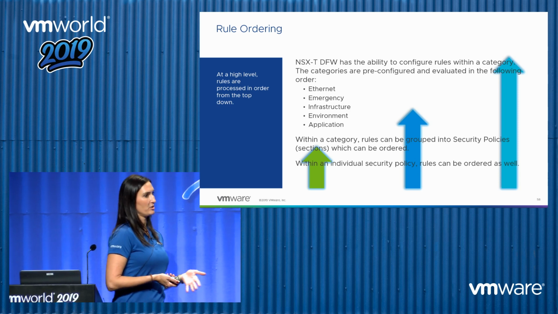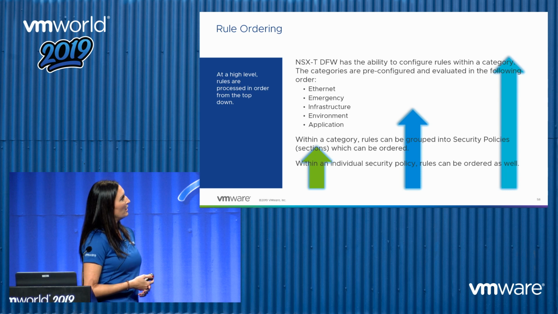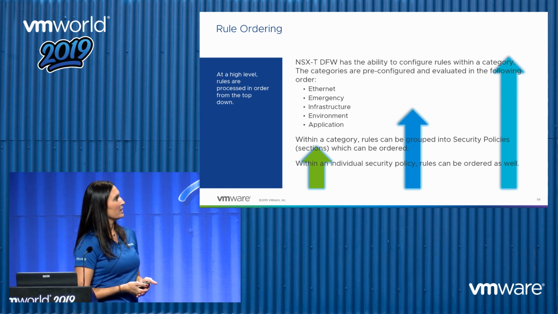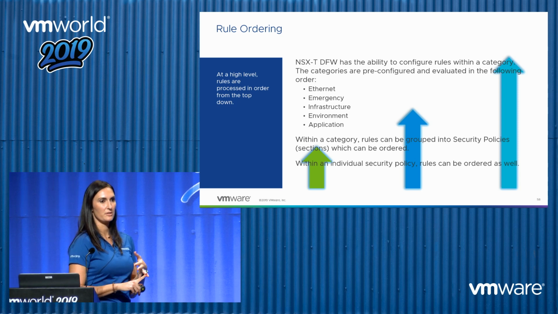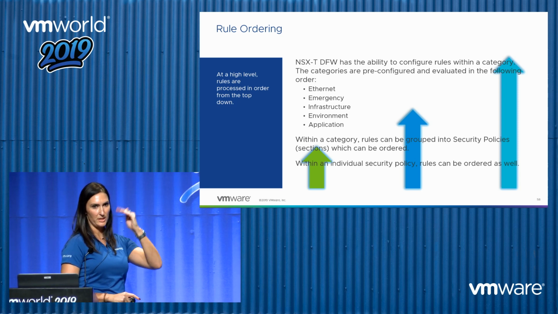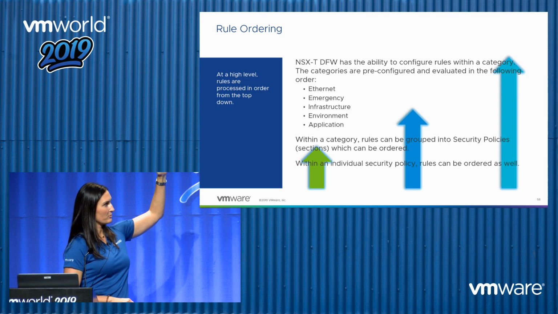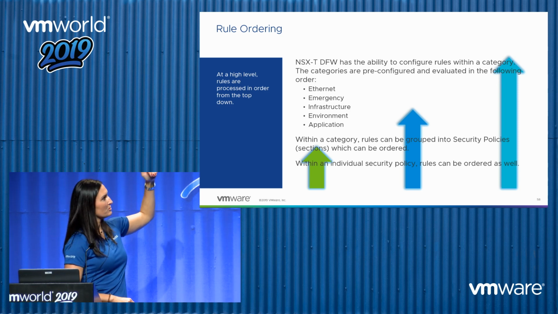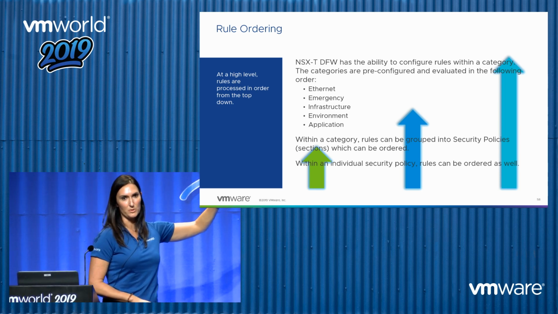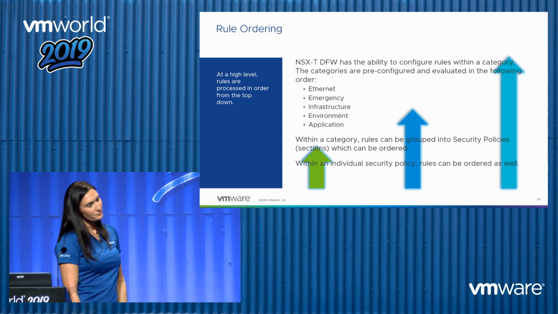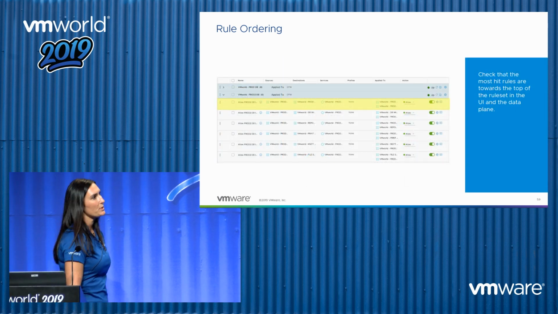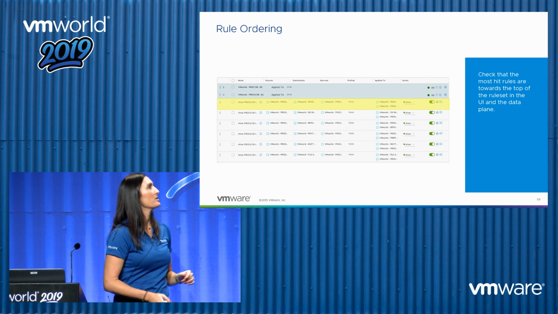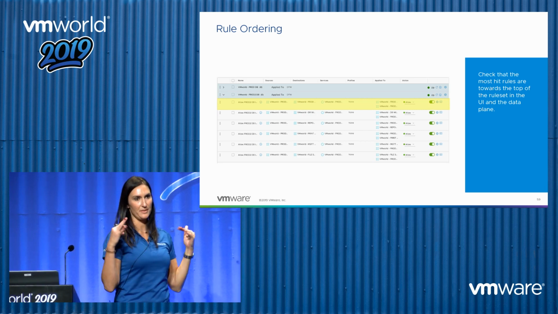A category is essentially just a grouping of rules. Within those categories, you can have sections, and within the sections, you can have your individual rules, so everything gets layered in that way. Everything reads from a top-down approach, starting with your Ethernet rules, your emergency rules, and then all the way down to your application rules. When you order your rules, you want to make sure that your most hit rules are at the top.